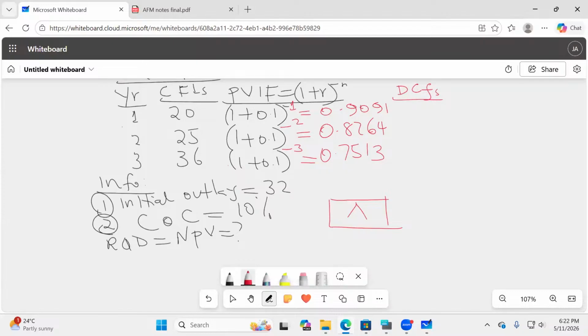Where we capture what we call discounted cash flows. Discounted cash flows is basically what we call PV, our present value. So the very first cash flow that I have is 20, which goes with this discounting factor of 0.9091. So simply multiply the two and give me an answer.